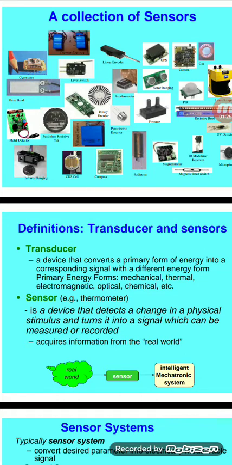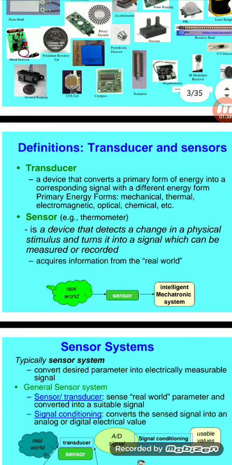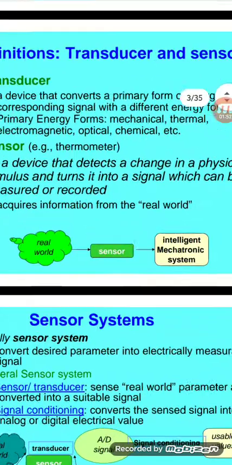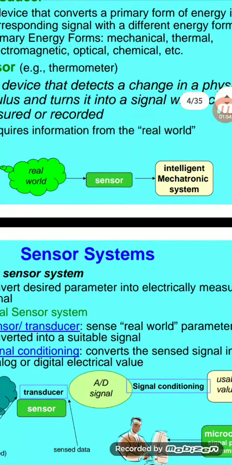See that, guys, a transducer is a device that converts the primary energy into a corresponding signal, from different forms of primary energy: mechanical, thermal, electromagnetic, optical, chemical. That means every electronic or mechanical system is converted to electronic equipment. Next, go for the block diagram of sensors: real world and sensor intelligent electronic systems.